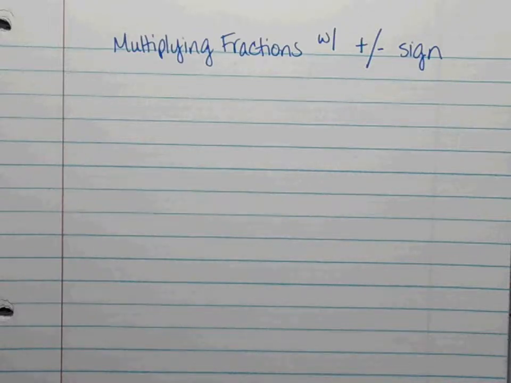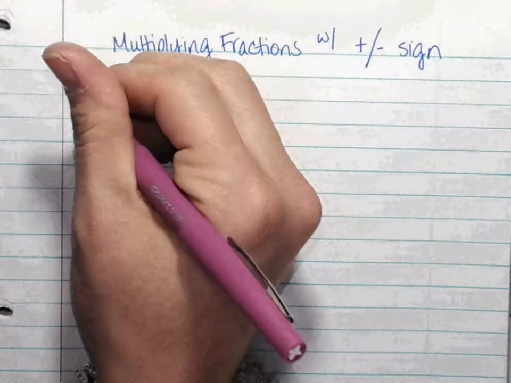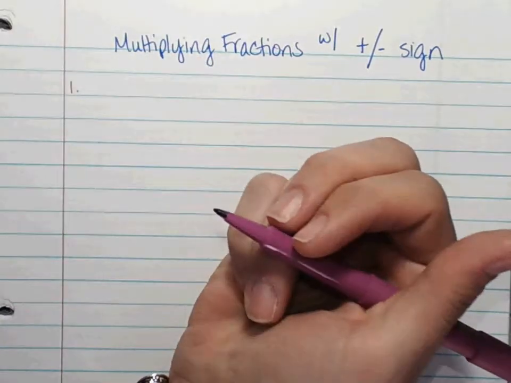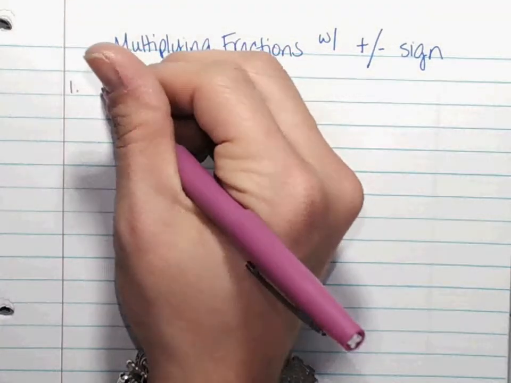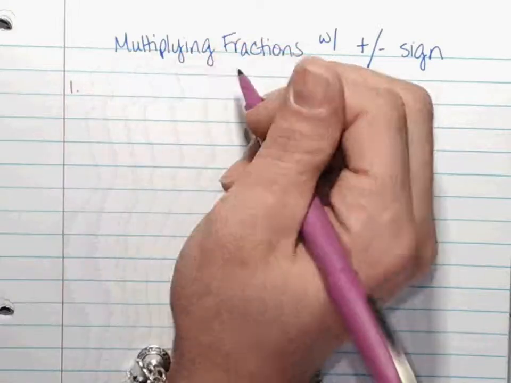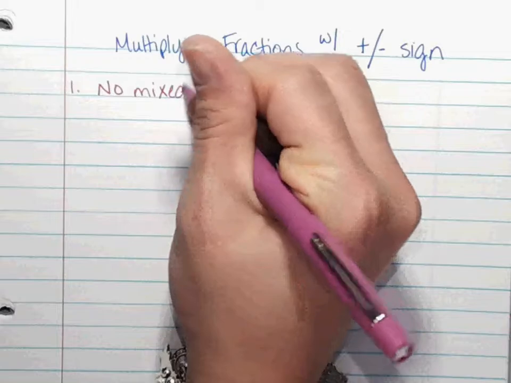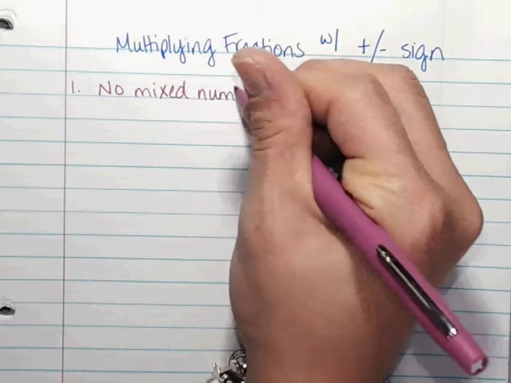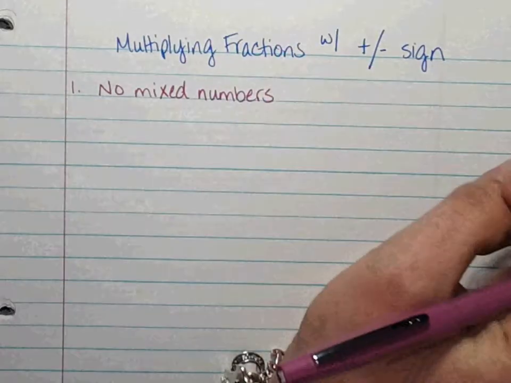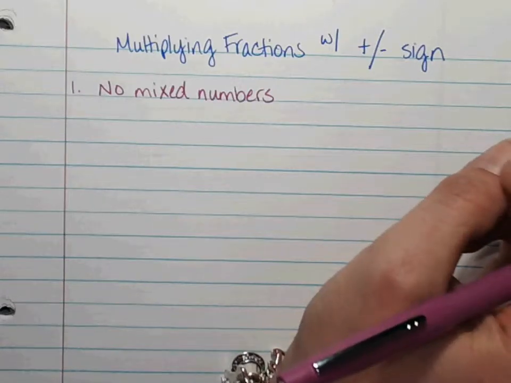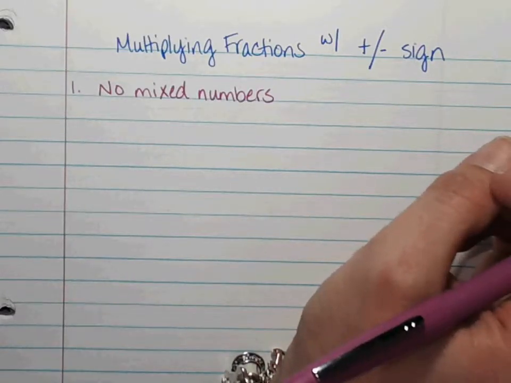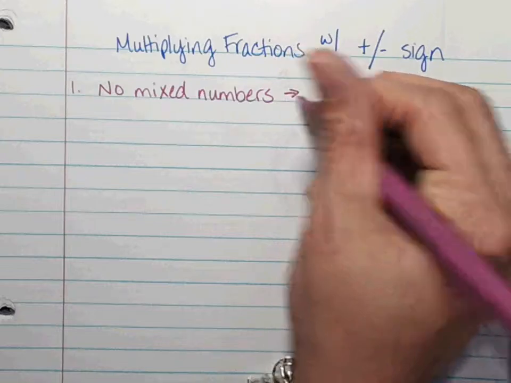First thing you need to know, I wish that it worked, but it won't. You cannot multiply mixed number fractions. So, the first thing you need to do is to change, well, no mixed numbers. No mixed numbers, they will not work. So we have to change them to improper fractions.